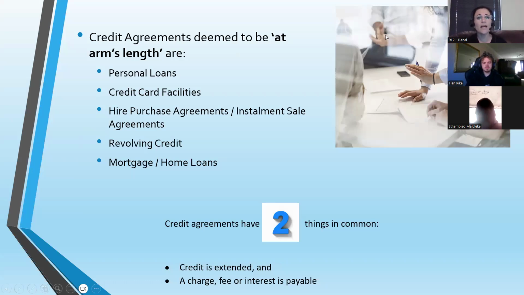Okay. So now they give us examples of credit agreements that are actually at arm's length, and that will be personal loans, credit card facilities, hire purchase agreements or installment sale agreements. An installment sale agreement example will be when you finance a vehicle, okay? Revolving credit as well as home loans. But most importantly, at the bottom of the page, they ask you, which two things do credit agreements have in common? We don't even have to read there. We can just rationalize it, okay?